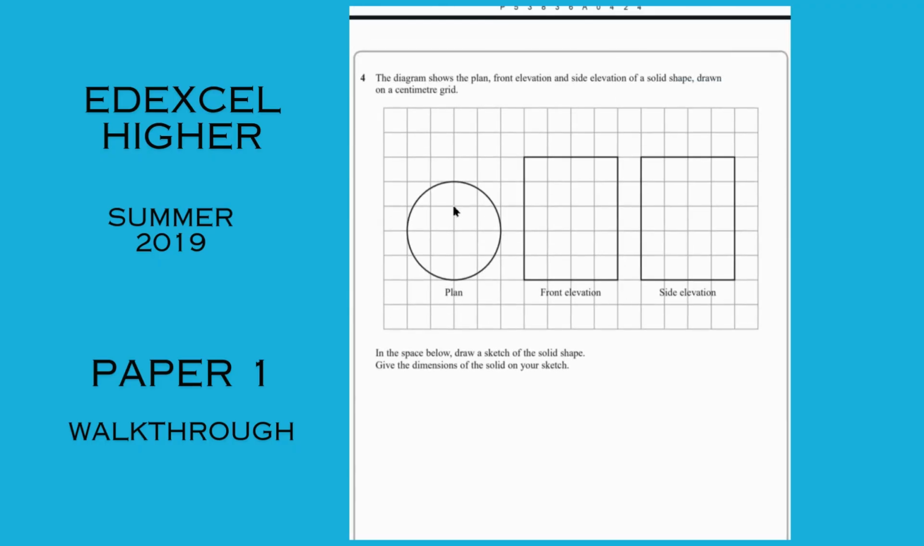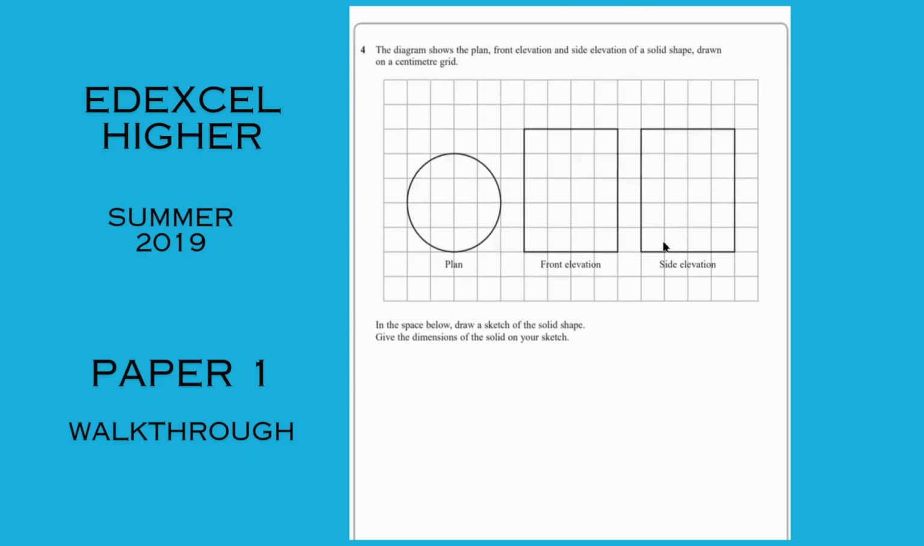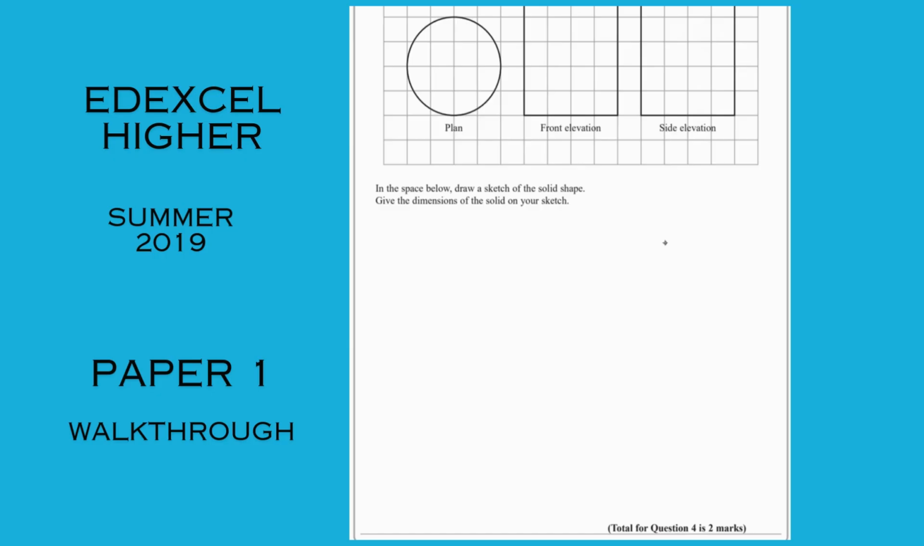Number 4, so from above, it's a circle. From the front and the side, it looks like a box. That's because it's the old kitchen roll, the toilet roll, whatever you want to call it. It's a cylinder. Your artistic talent does not matter. It's about the right basic shape. Don't draw that line down here. I know some people are tempted, but it says give the dimensions. That's where the marks are coming from.